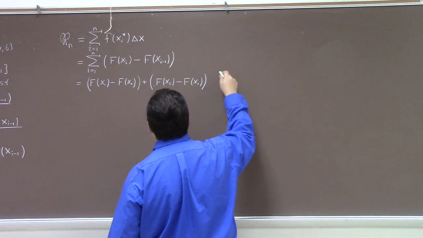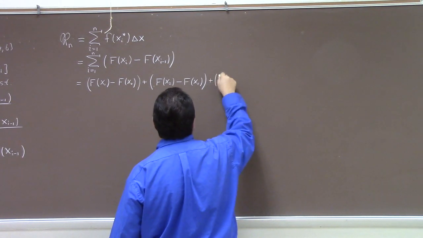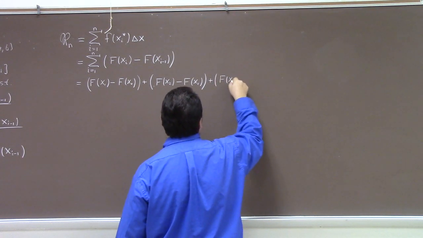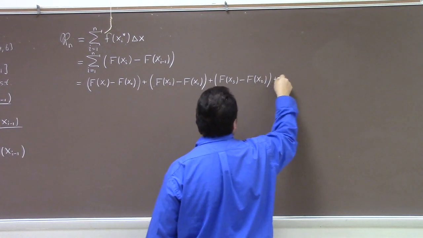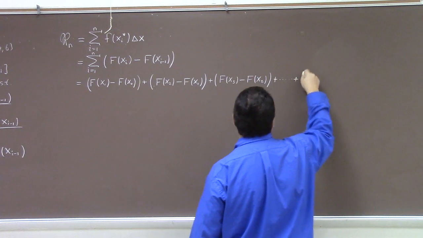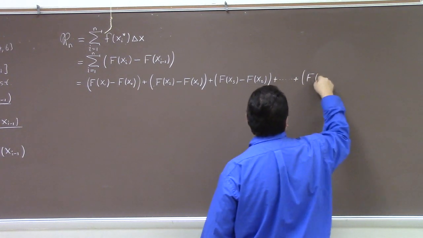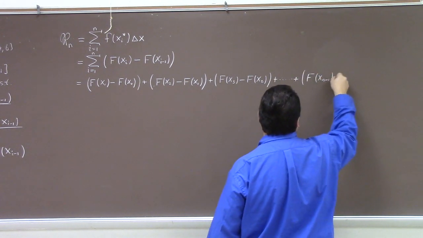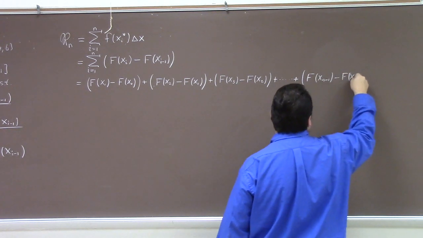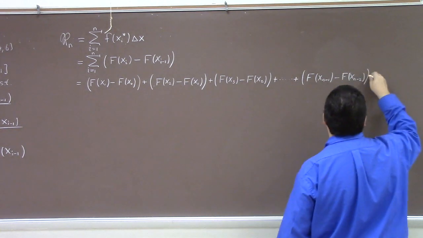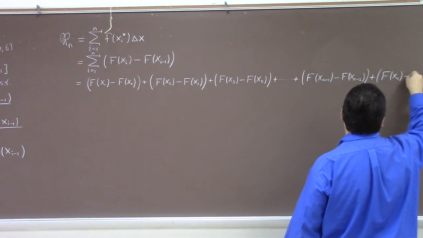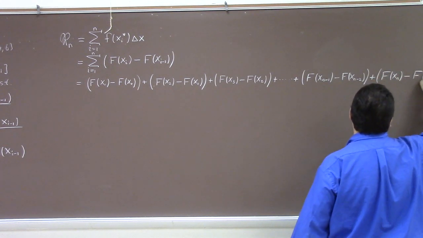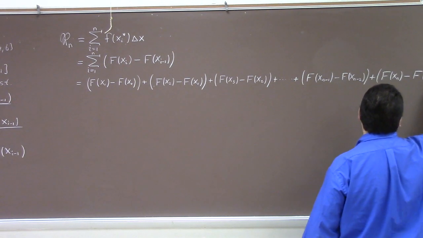Well, so forth and so on, right? So the next one would be f of x3 minus f of x2. And it keeps going. Eventually you get to f of xn minus 1 minus f of xn minus 2. And then finally the last one, f of xn minus f of xn minus 1.